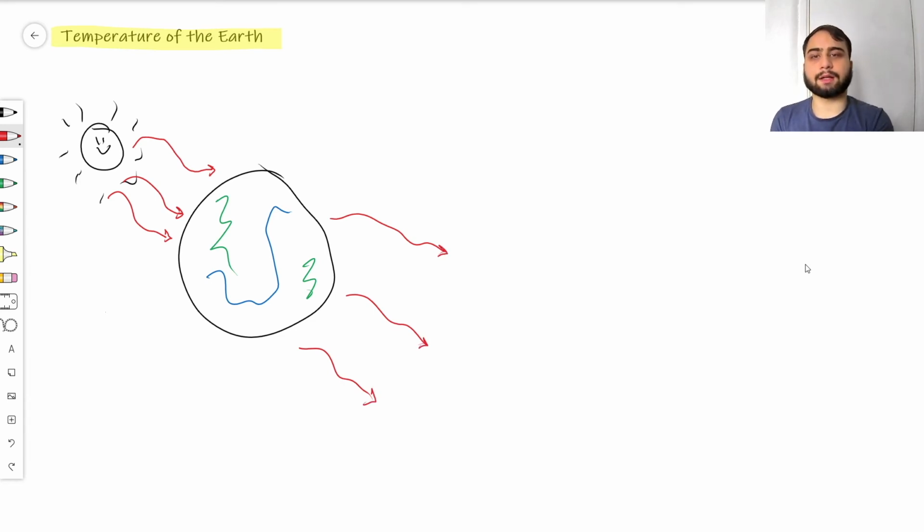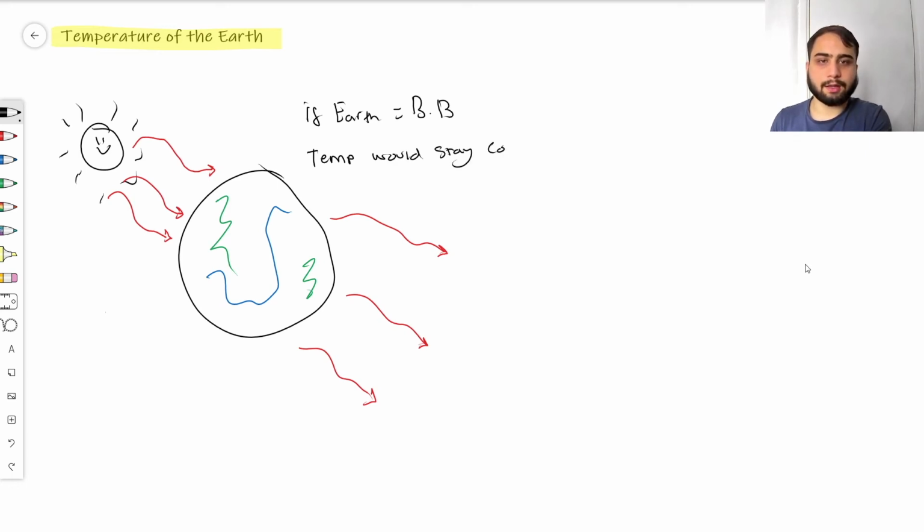If it's a black body, the temperature would stay constant. But that's not really the case, is it? We've all heard of global warming. We understand the temperature of the Earth is rising, but why is that?